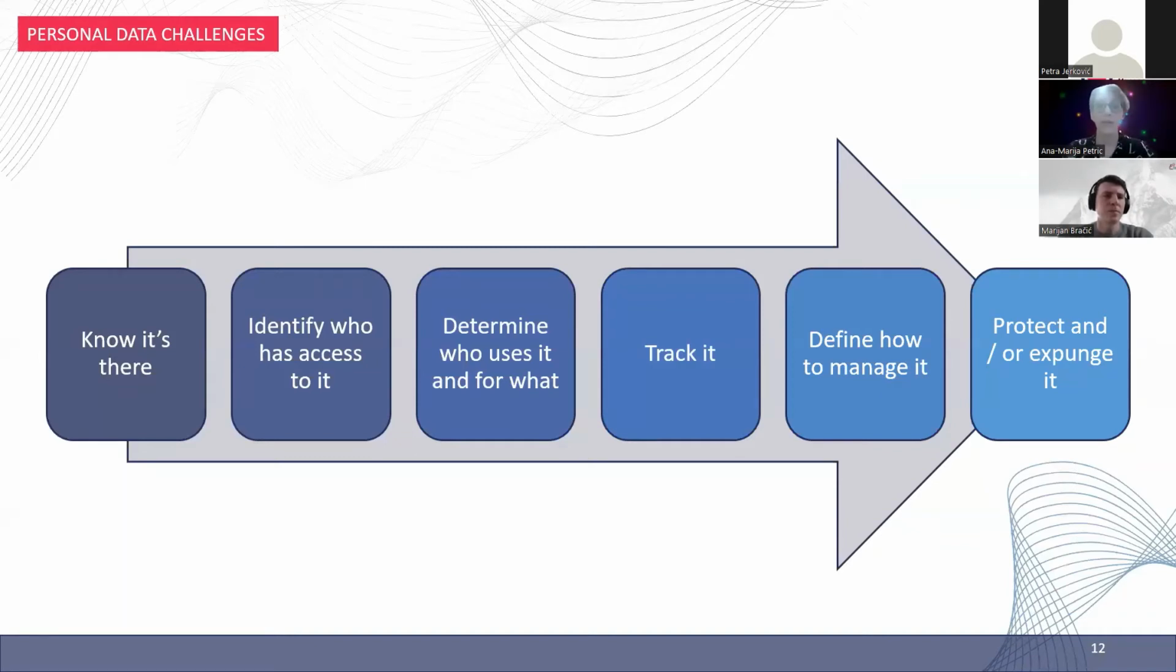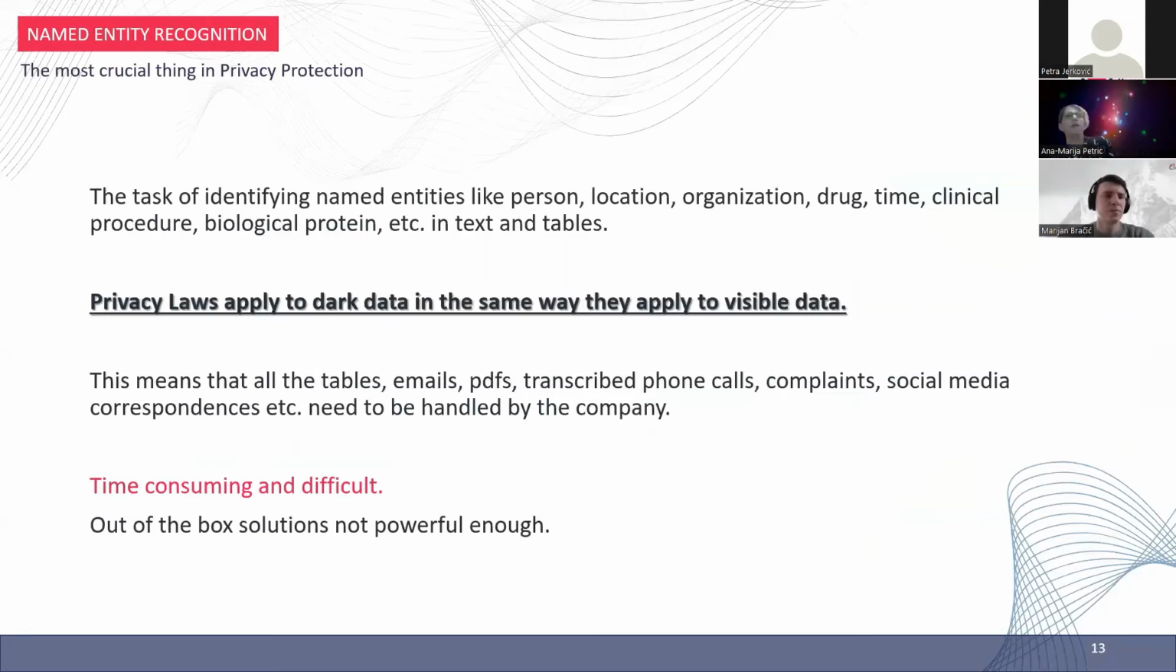So Marijan, if you would like to move to the next slide. I want to touch upon a concept that I, as a linguist, am quite familiar with, and I'm not going to bore you with the details of it, but this process is called named entity recognition. It's a well-documented process of extracting and identifying named entities such as person, location, organization, even a medicinal drug, specific time, clinical procedure, biological protein in text and tables. So what this allows us to do is leverage the language capabilities and the machine capabilities of understanding language to extract private or sensitive data.